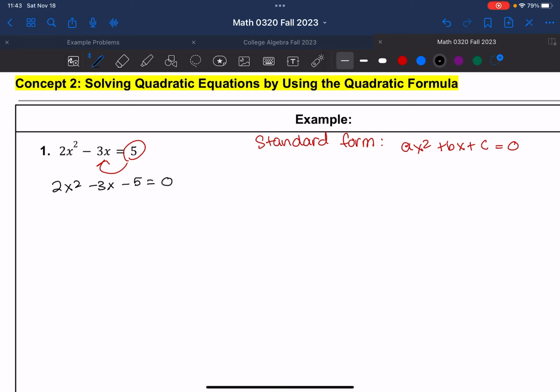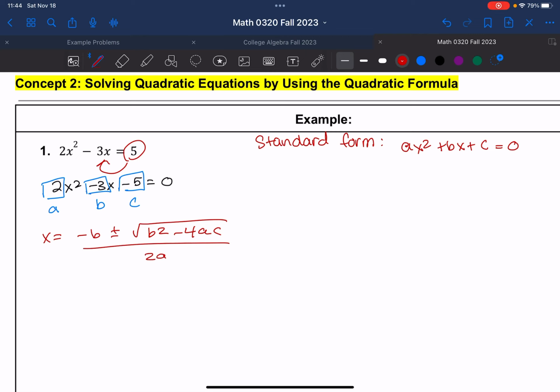Now that I have everything looking like standard form, I can label my a, b, and c values. So remember, a is always the value in front of x squared, b is the value in front of x, and c is that last value. See how I'm including those signs. Since that 3 was negative and the 5 was negative, my values for b and c have to be negative. So now I'm using the formula, x is equal to negative b plus or minus the square root of b squared minus 4ac all over 2a.